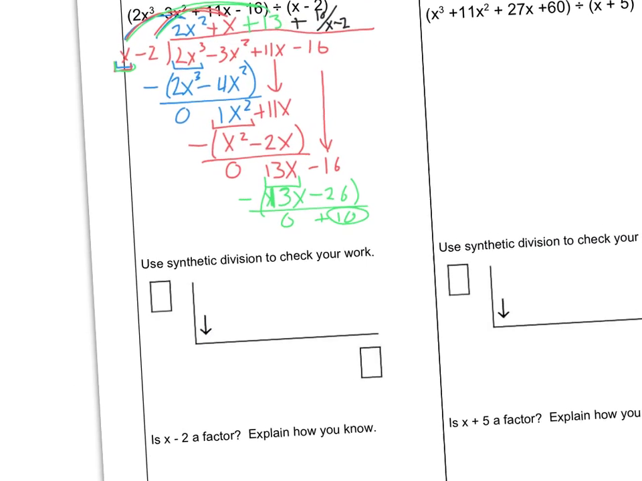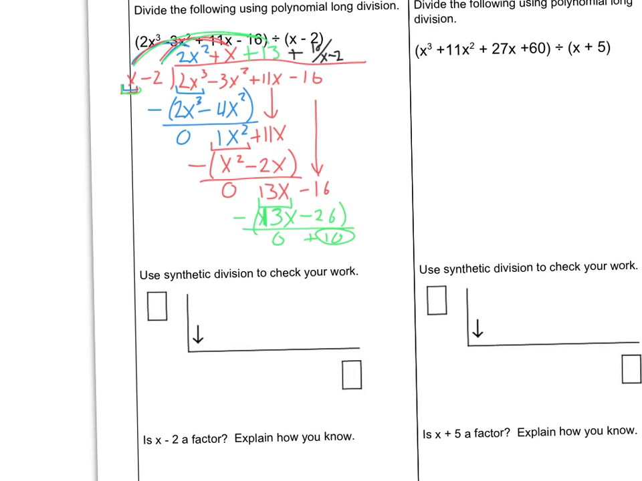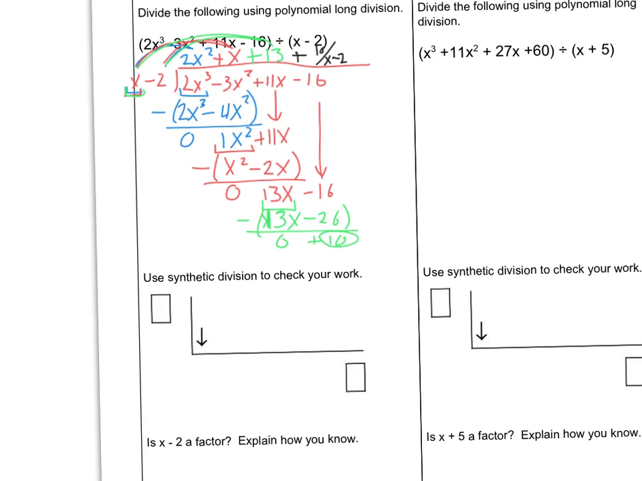To use synthetic division to check this, we're dividing by x minus 2, and you know I like to put that up top just so I remember what I'm dividing by. Put the opposite in the box. Then we've got 2, negative 3, 11, and negative 16. That's going to get us 2. 2 times 2 is 4. I'm going to add to get 1.